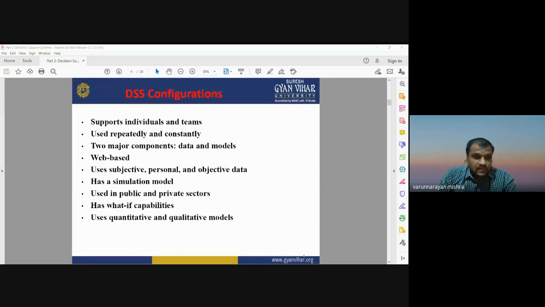Then decision support system should be web based, means whatever the decision support system we are working on, we can release or we can work it on web based services. There should be good objectives, there should be some kind of personal and objective data sets required. It should have some simulation models, and decision support system should be used in public and private sectors. Okay. And it should use the quantitative and qualitative methods for configuring decision support system. We should have quantitative as well as qualitative models.